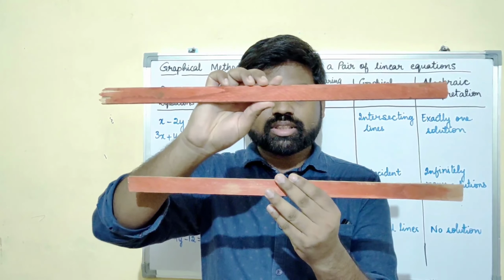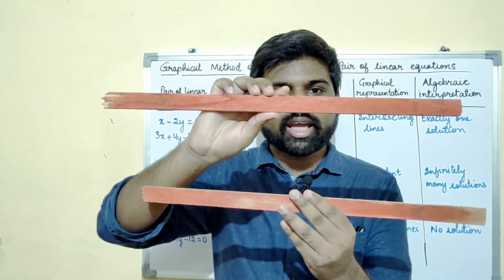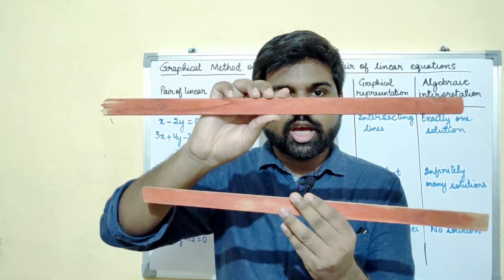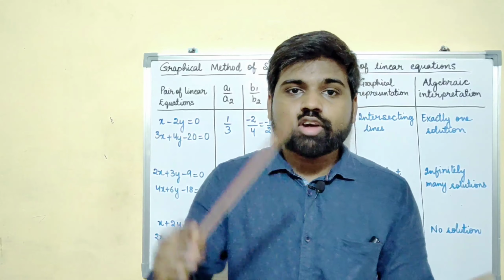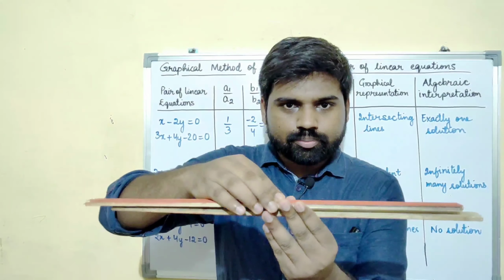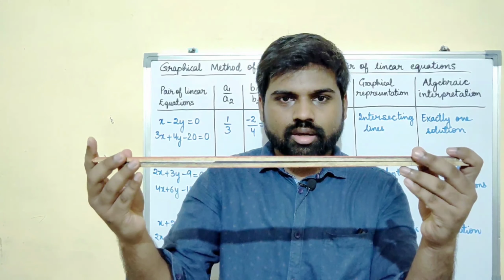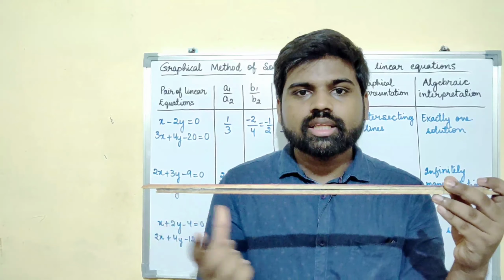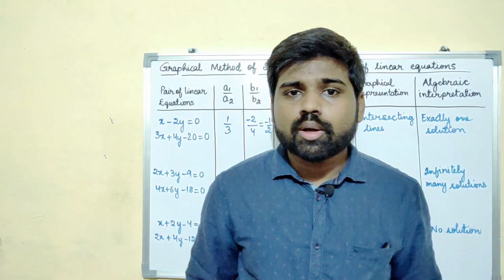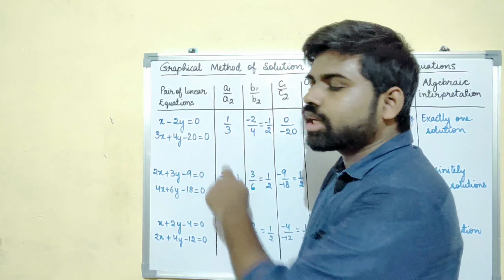It might be slanting, right? So consider this as parallel. Is it parallel? Yes, you will be able to tell that it is parallel. Now, if I put this stick over this stick, if I put both the sticks one upon another, then you will say that these are coincident, right? These are coincident.